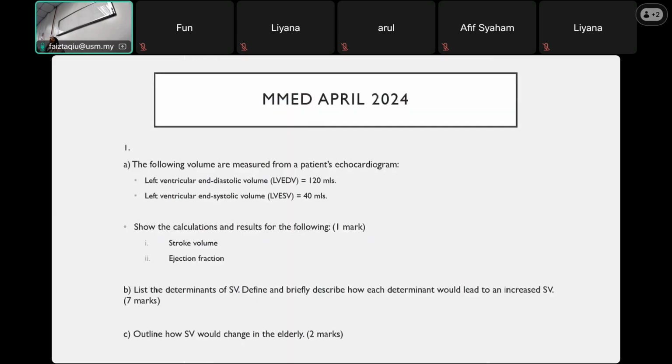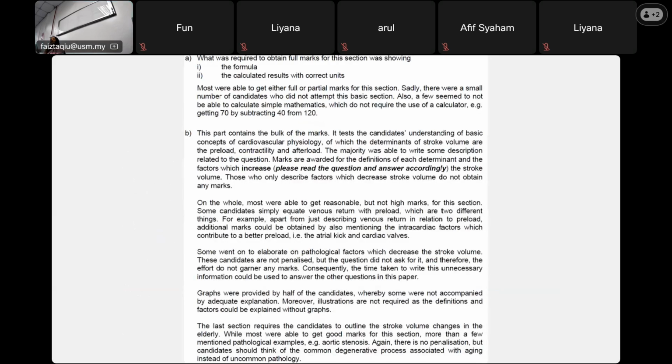So the next one is: list the determinants of the stroke volume, define and briefly describe how each determinant leads to increased stroke volume, and outline how the stroke volume would change in the elderly. So like kata stroke volume kan, ada banyak determinants dia kan. Tengok jawapan dia. Majority were able to summarise the description. Marks are awarded for the definition of each determinant. Tu kena bagi definition. Okay? And the stroke volume itself.